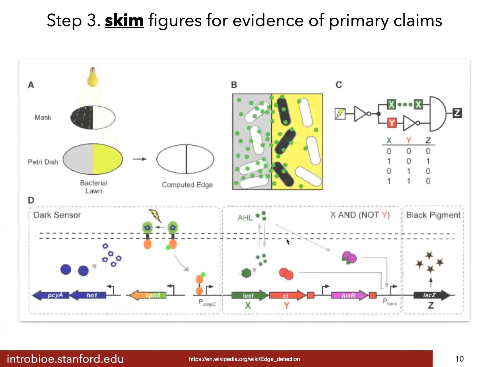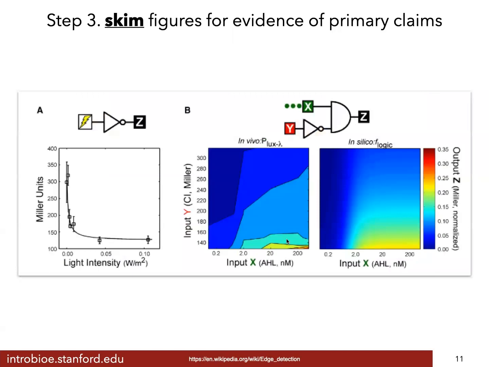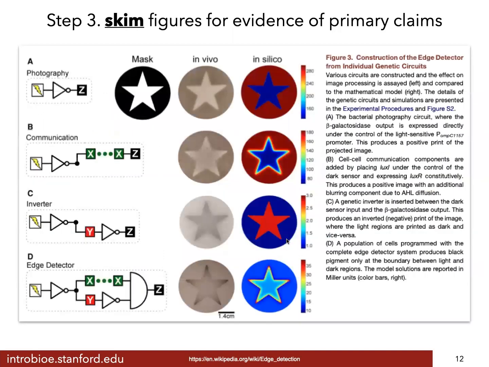Here's the first picture I could find in this paper. There's a lot on this figure. There's no evidence here. This is just all schematics. Next figure. I don't know. I'm not going to spend more time on this figure. Next figure, figure 3. Mask, in vivo, in silico.